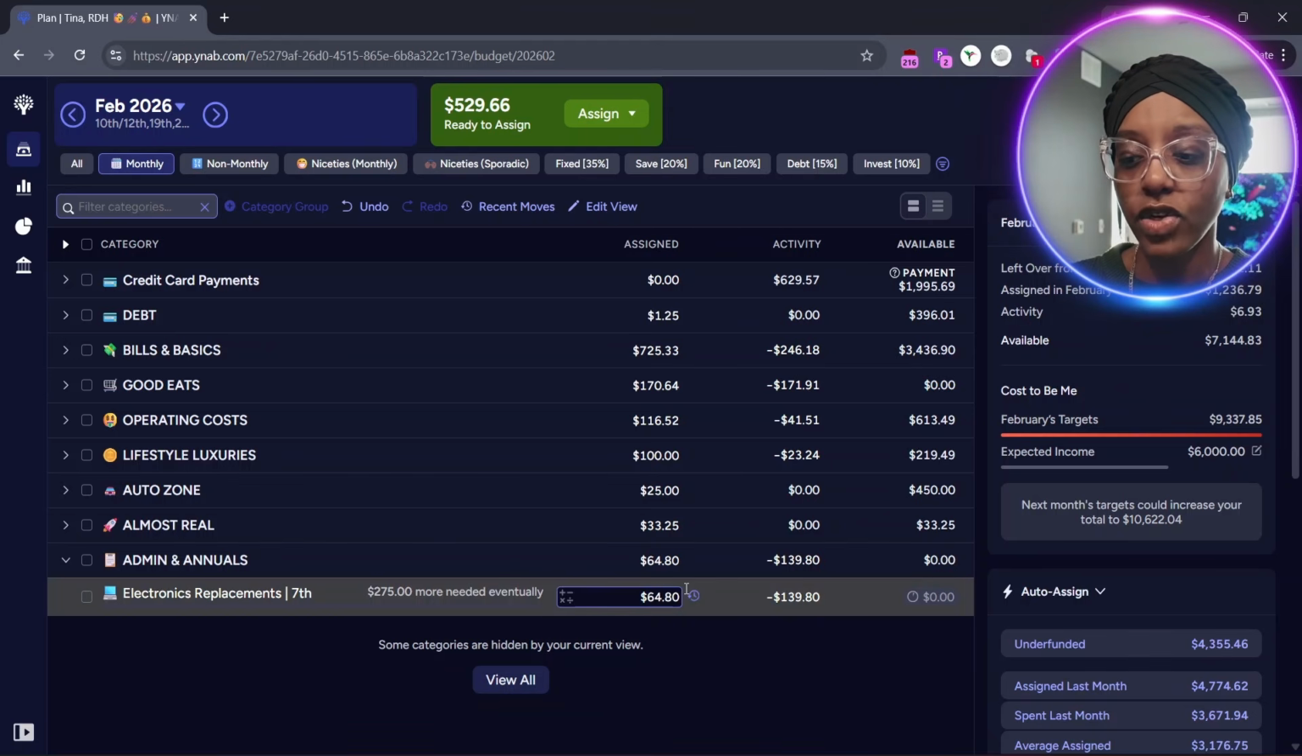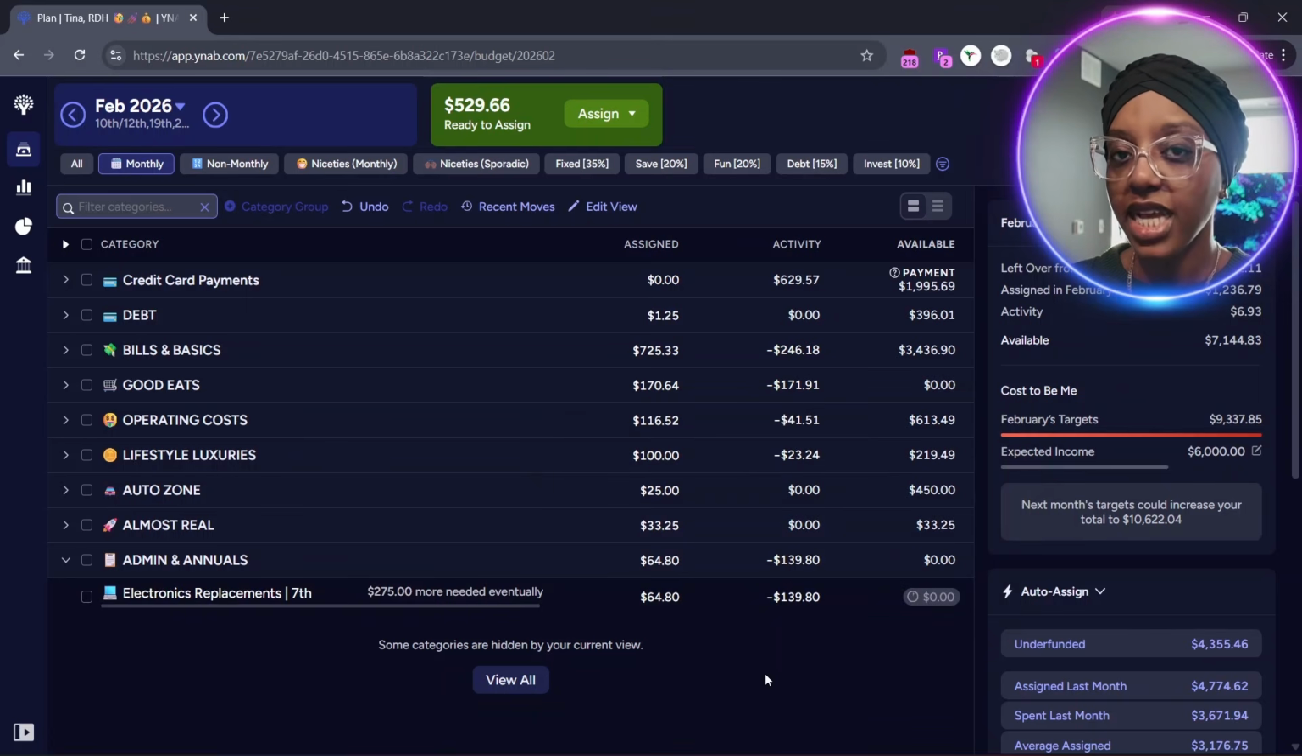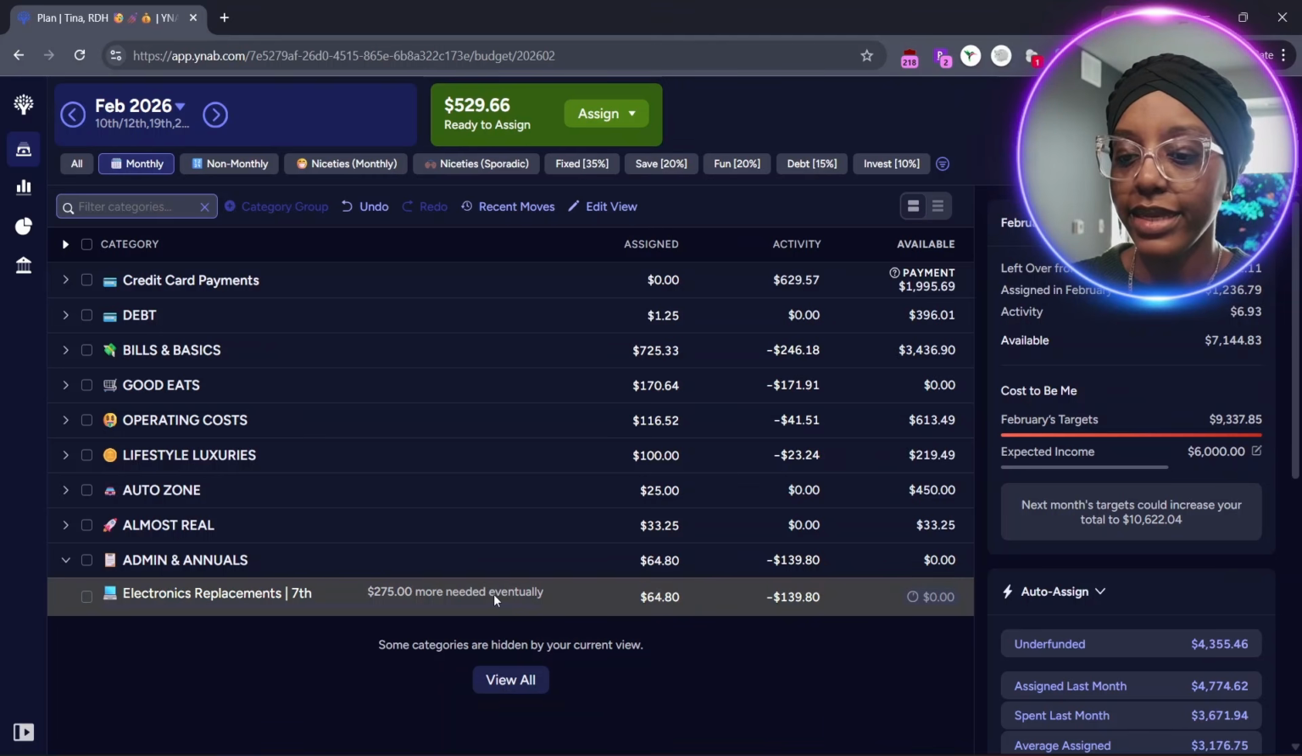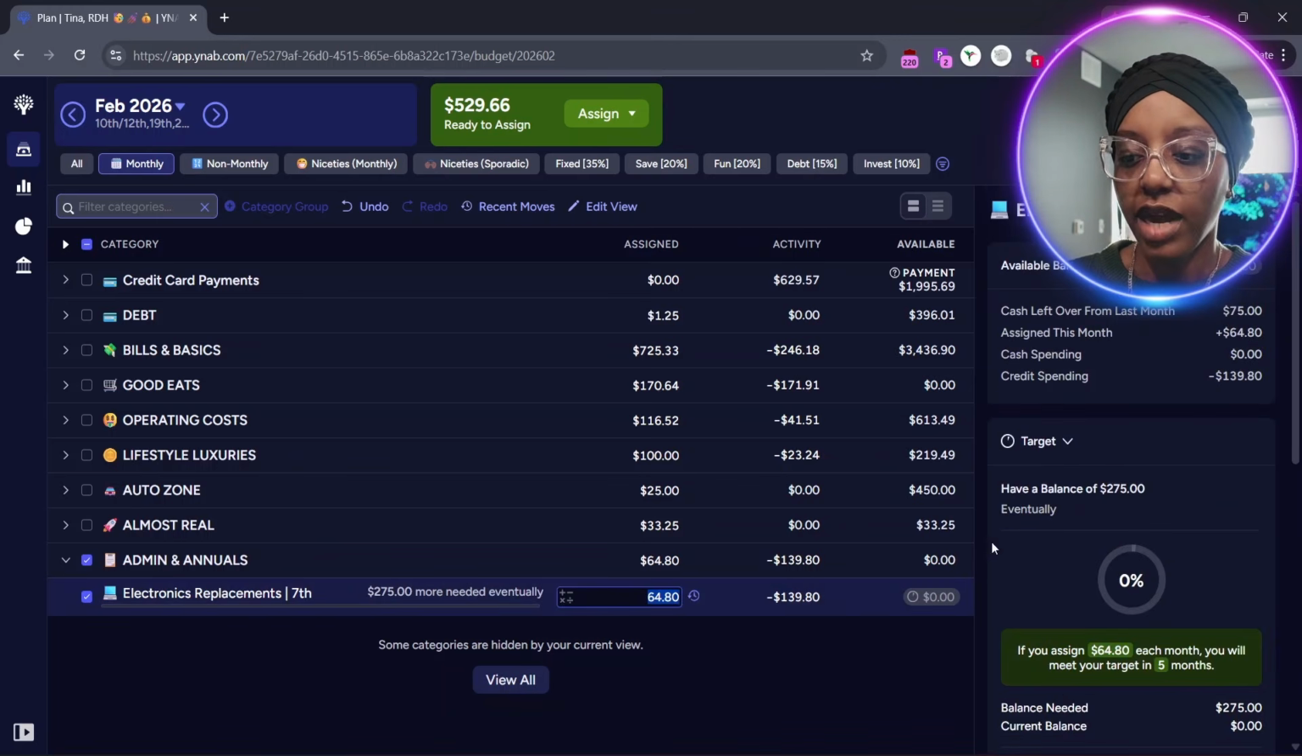Electronics replacements. I ordered my hard drive whenever I ordered it, and it's still not here. They say it's coming on Monday. It's Saturday. It hasn't shipped. It's not coming on Monday, but it'll come eventually. I don't really need anything else. I just replaced my cell phone. Once this hard drive is all set up and we're good there, I'm good. So I'm actually gonna leave that at 0.